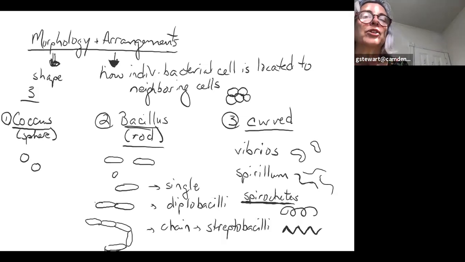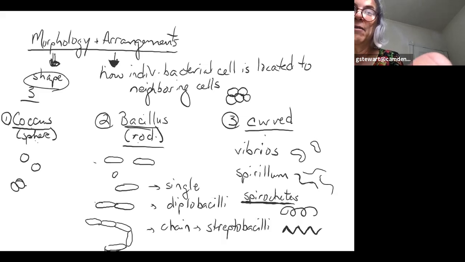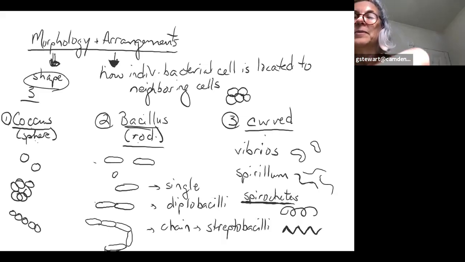So morphology is just the shape: sphere, rod, or curved. Coccus, bacillus, and curved. And the arrangement is going to be single, or in the case of coccus, clumps or clusters, which will be Staphylococcus, or chains, which would be Streptococcus. The bacilli are usually single, occasionally diplo, and the curved are all single in their arrangement.